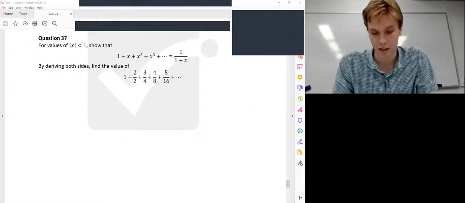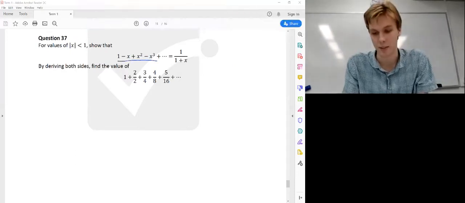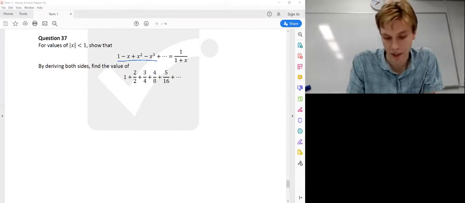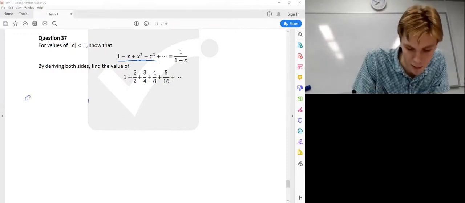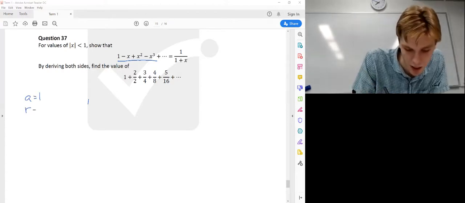So for this question, we have a geometric series here, which you can see, and it's a limiting sum because the geometric series has infinite terms. And we can see it's geometric because the first term is just 1, and then the ratio between terms is minus x.